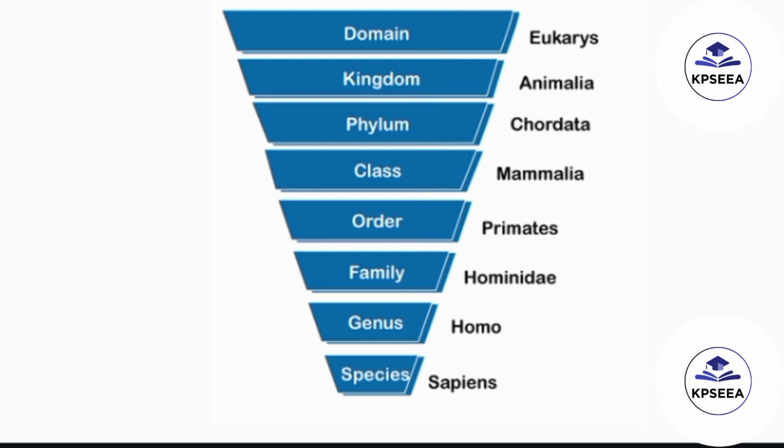So with that, the classification of a human being is given. Our domain is Eukarya, our kingdom is Animalia, our phylum is Chordata, our class is Mammalia, our order is Primates, our family is Hominidae, our genus is Homo, and our species is sapiens. That's why our biological name is Homo sapiens.